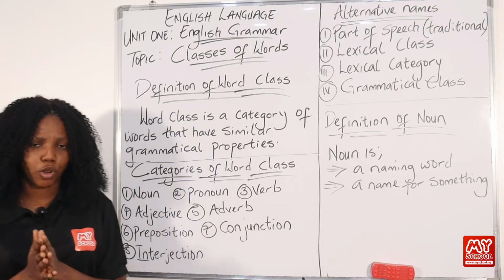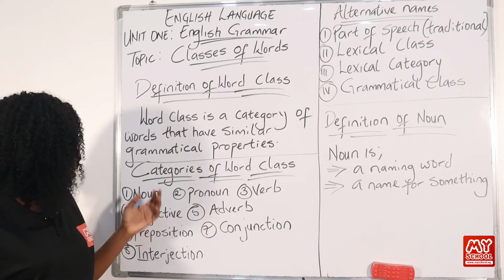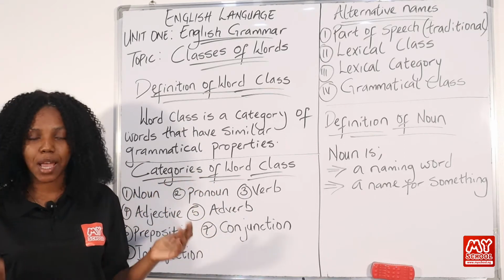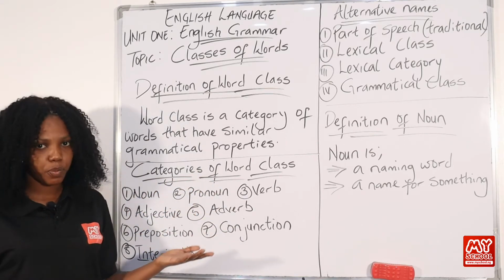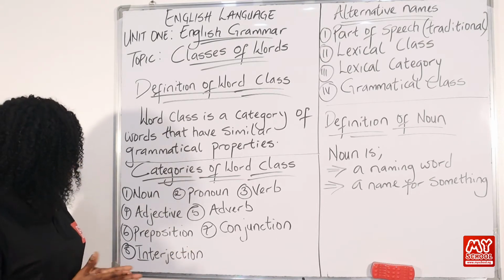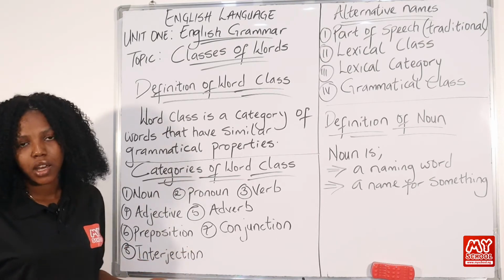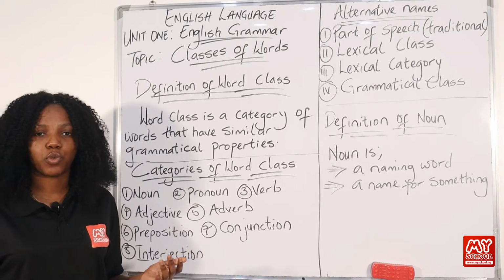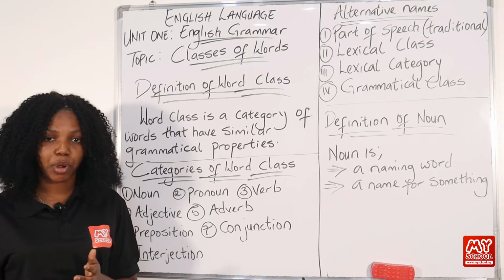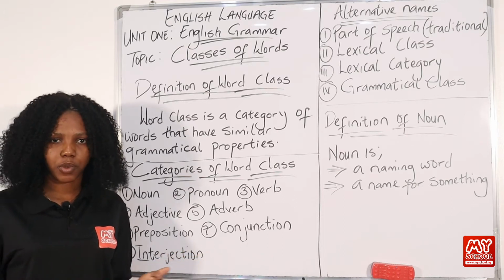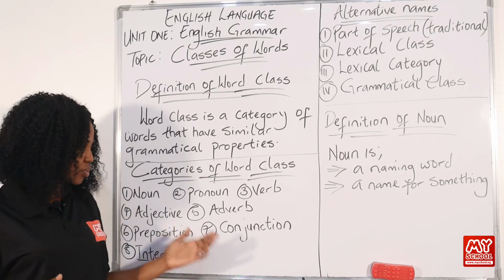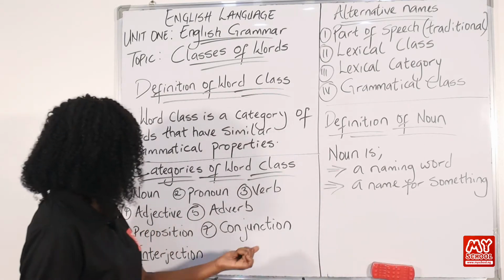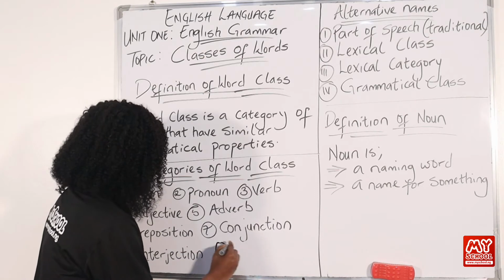Now let's move to the second objective, which is the categories of word class. Categories of word class would also mean types of word class or types of part of speech. There are 8 parts of speech commonly. There are usually 8 or 9. Some textbooks will number it as 9 parts of speech, some 8. But here on the board it's 8, and the 9th one is usually what we call article.